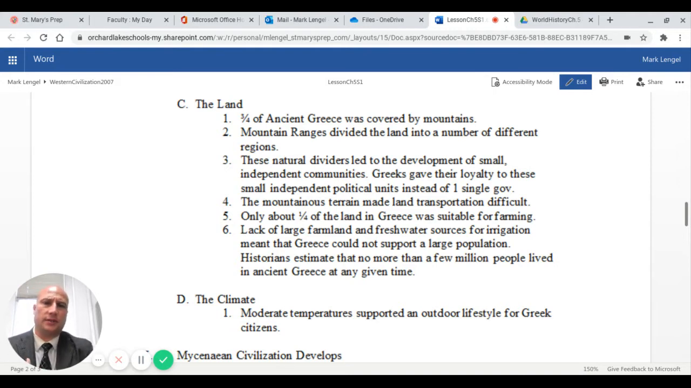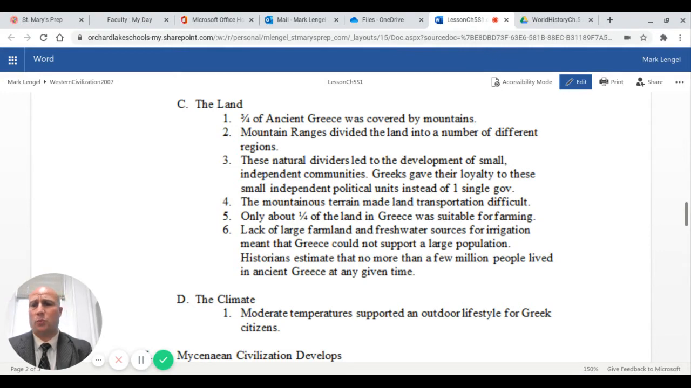Greeks gave their loyalty to these small, independent political units instead of one singular government. So when you're talking about Greece, you're talking about people from Athens, people from Sparta. They were known as city-states. If you ask them where they're from, they're not going to say Greece. They knew the concept of being Greek. They called it Hellenistic civilization or Hellenic civilization, but they really would have said, I'm a Spartan, or I'm an Athenian, or I'm an Ephesian, whatever city-state they were from.